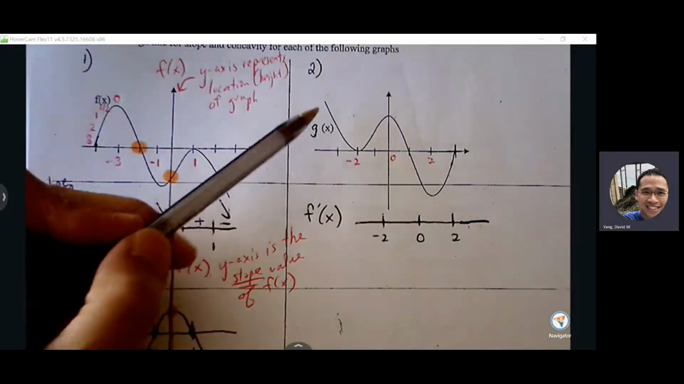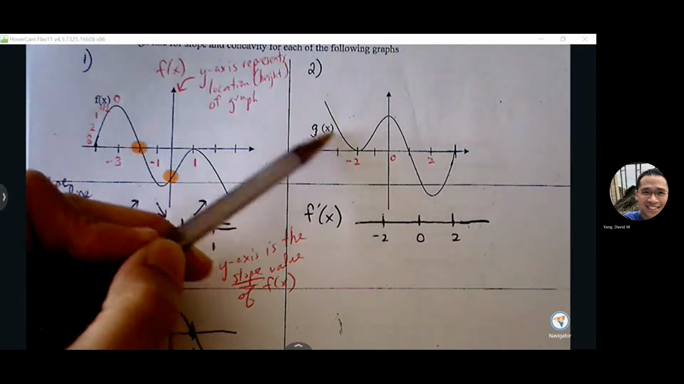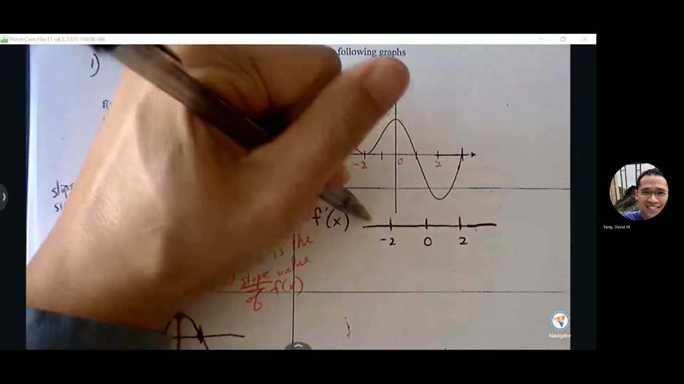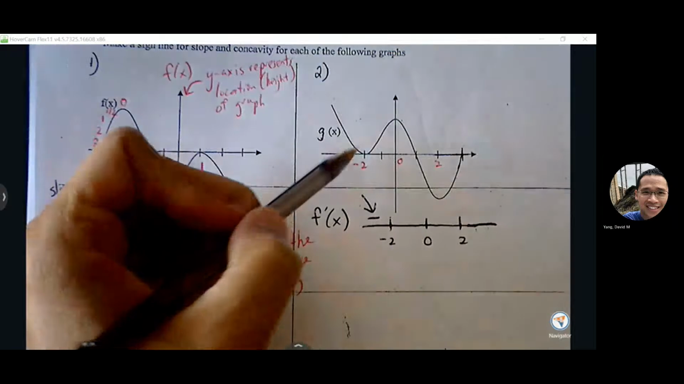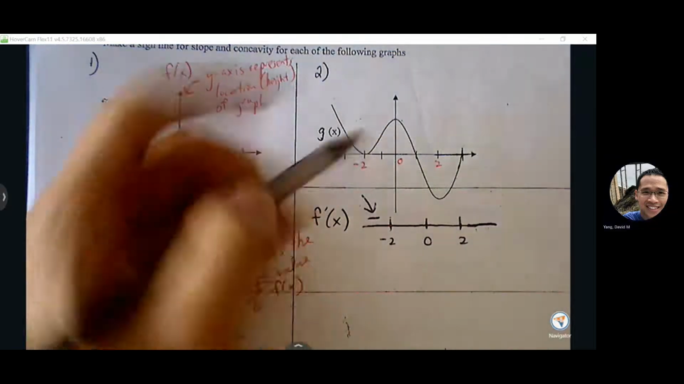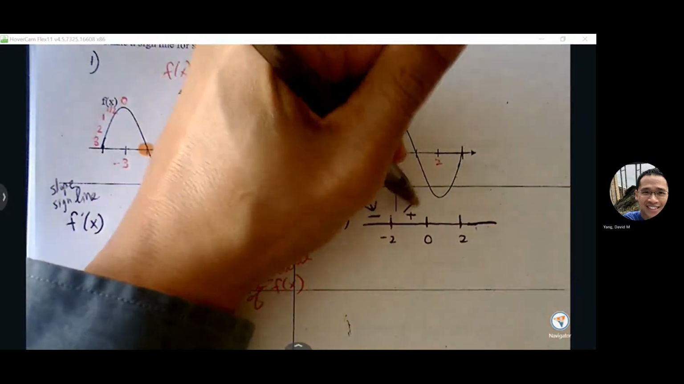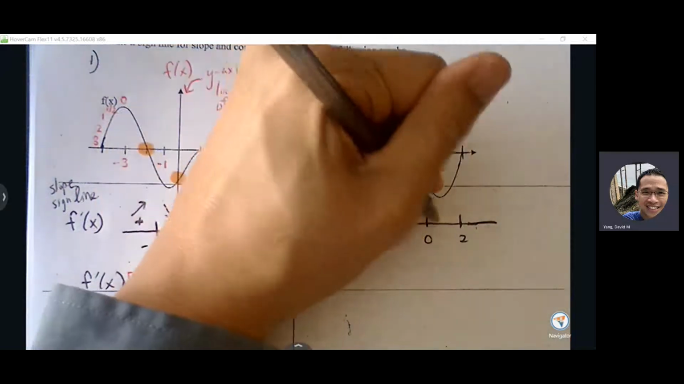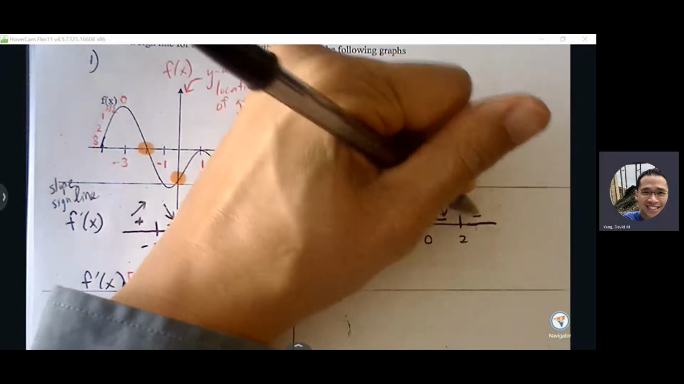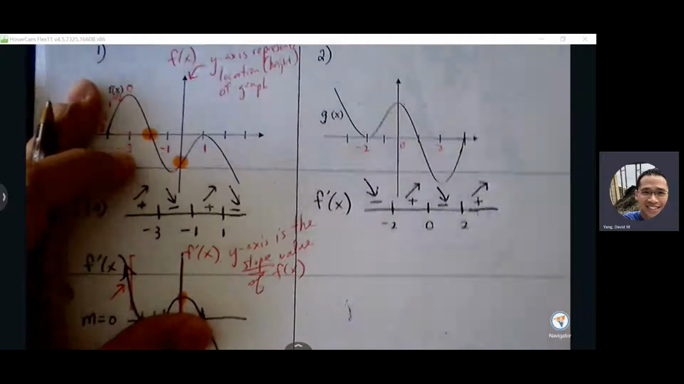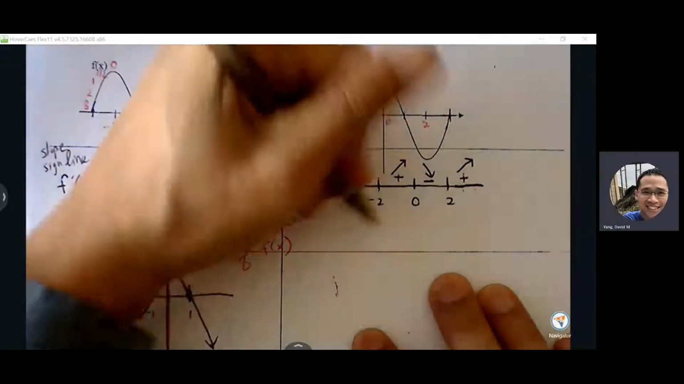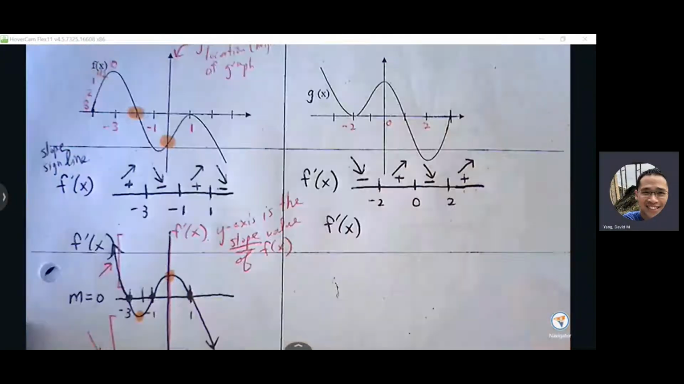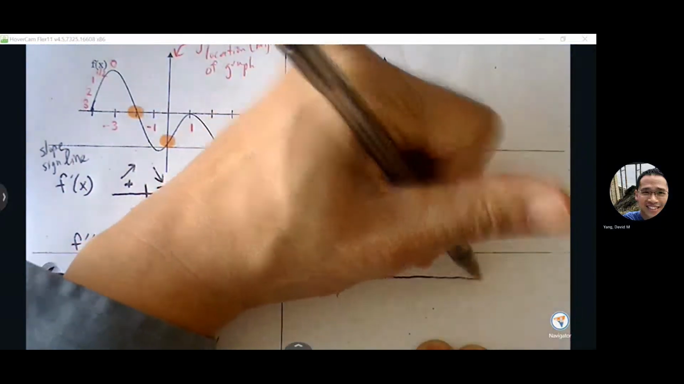What slope are we experiencing here? Negative slope. Transitions to a positive slope. Back to a negative slope. And then transitions again, positive slope. All right, let's create our slope sign line. Oh, sorry, create our slope graph.